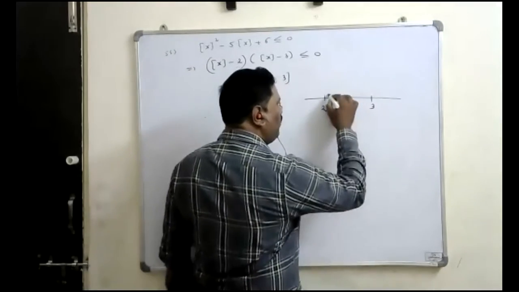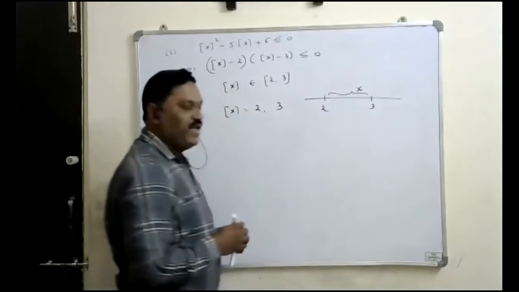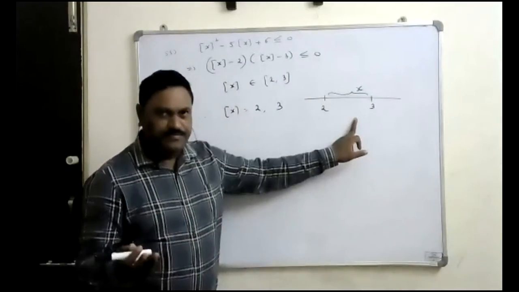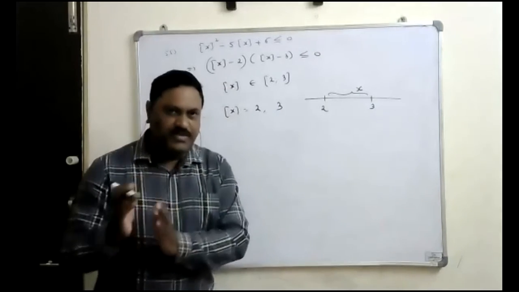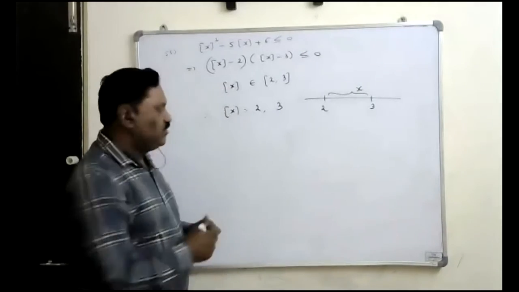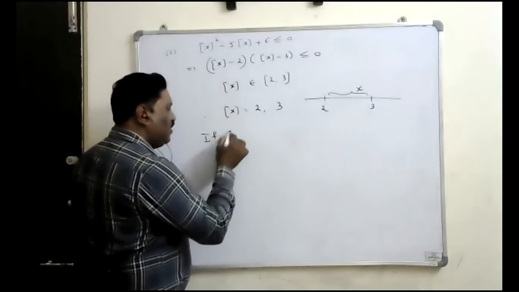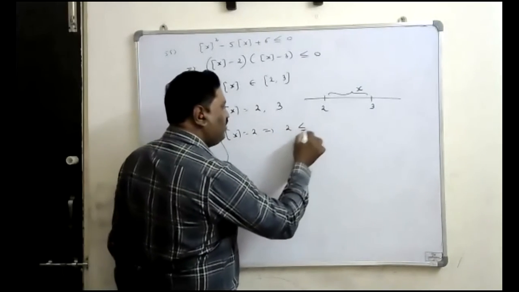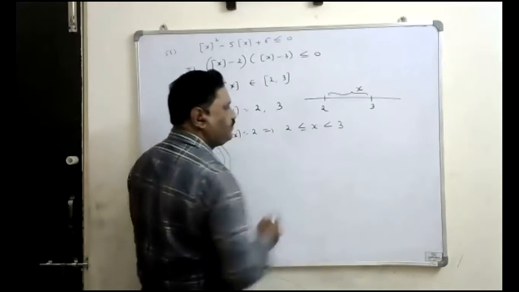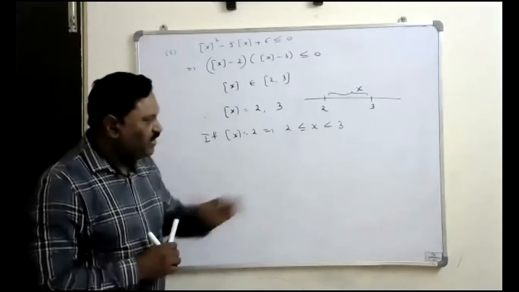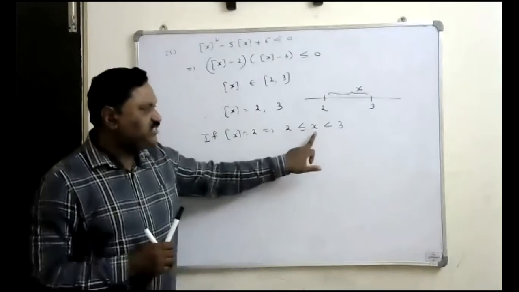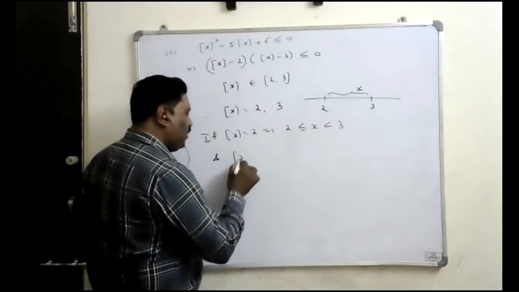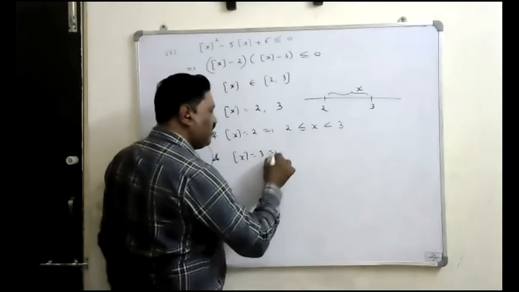Right? So when integral part of the x is 2, if I take x value in between 2 and 3, that is 2 point something, then what is the integral part of 2 point something? This is 2. So if integral part of x is equal to 2, x value should lie between 2 and 3, but not 3. For all these values, its integral part of x is 2. And when integral part of x is equal to 3, what is the interval for the x?